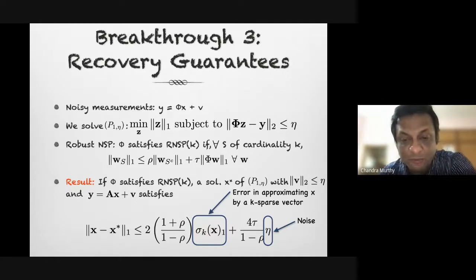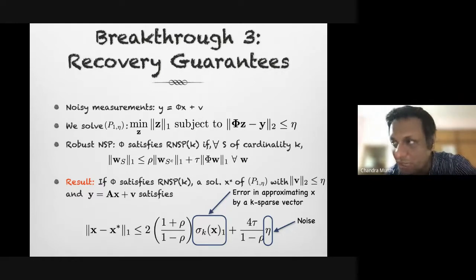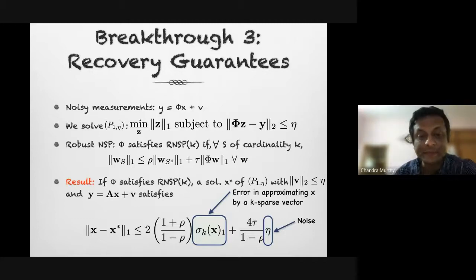So it is some coefficient times the error in approximating x by a k-sparse vector, plus another coefficient times the noise variance, or the bound on the noise that we imposed. And these kinds of recovery guarantees are what made compressed sensing very, very popular, because you're not only giving good algorithms for recovering sparse vectors, you're also able to characterize exactly how good these algorithms are and what kind of sparse vectors can be recovered using these algorithms.